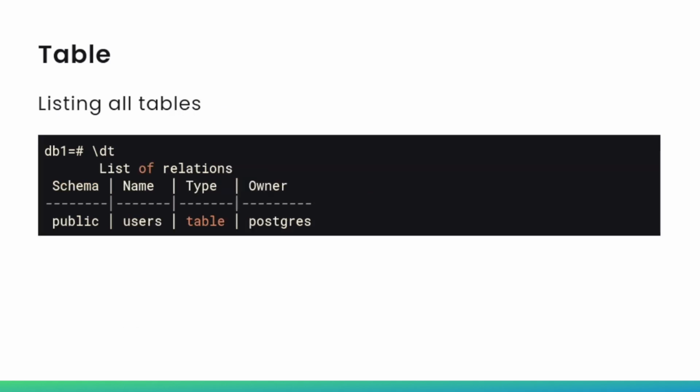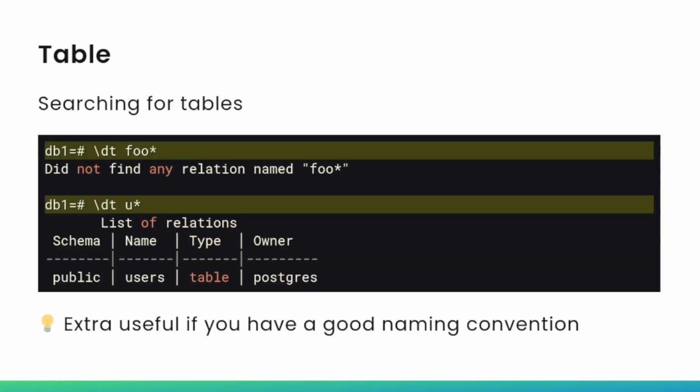Now, if we want to list all the tables that we have in the database, and this is very common, especially when you land on a new database that you're not familiar with, you can use the \dt command, which is going to give us a list of all the tables. Right now, we only have the table users. Now, the \dt command is also useful for searching tables by name using a wildcard. For example, we can search using \dt foo* for all the tables whose name starts with foo. In this case, we have none. We can search for all the tables that start with u using \dt u*, which will give us our users table.